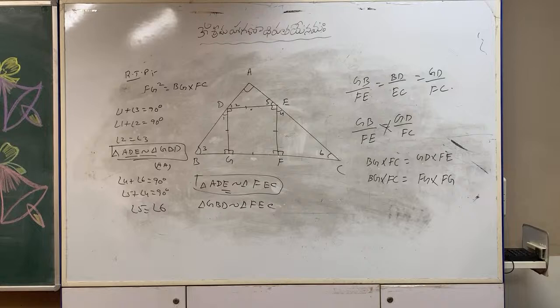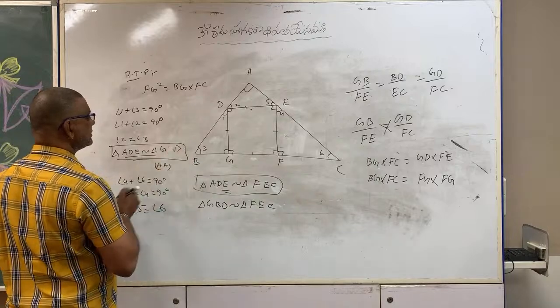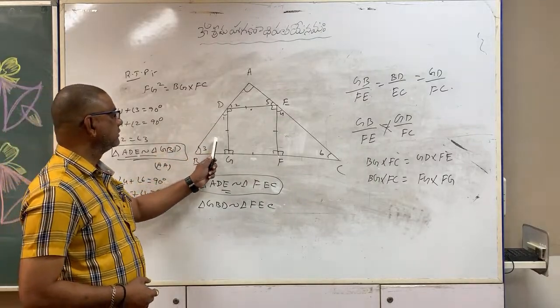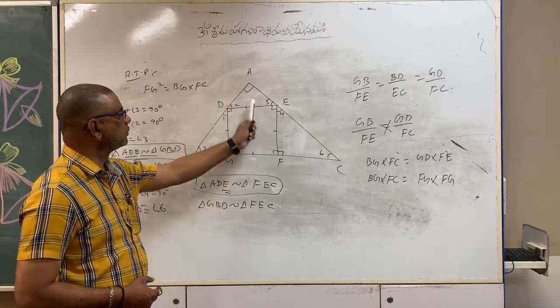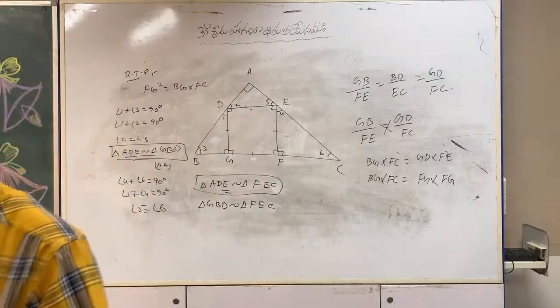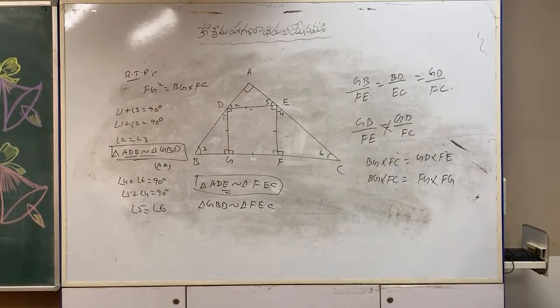See, we need to prove triangle ADE is similar to GBD. The solution is given over here. These two triangles are similar, automatically. Okay?